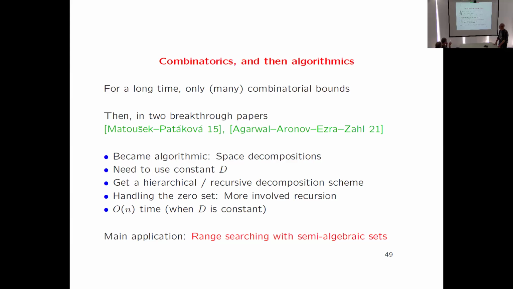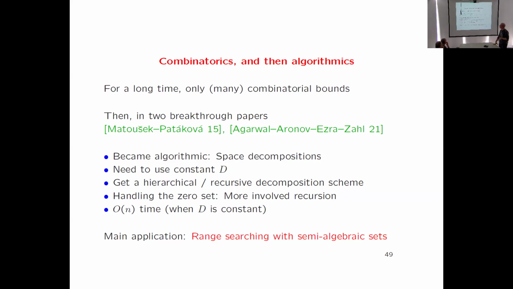So the first part of the development led to many combinatorial bounds, incidences, distinct distances, whatever you want. People still wanted to make it algorithmic, because the original construction of cutting was mainly for a divide and conquer mechanism, which we wanted to have here too. That was difficult, and it took some time, but then it was achieved in 2 breakthrough papers, one by Matousek and Patakova, and one by Agarwal, Aronov, Ezra, and Zahl. And I'm very happy to say that the first 3 authors here are former students of mine, one of whom is sitting here.